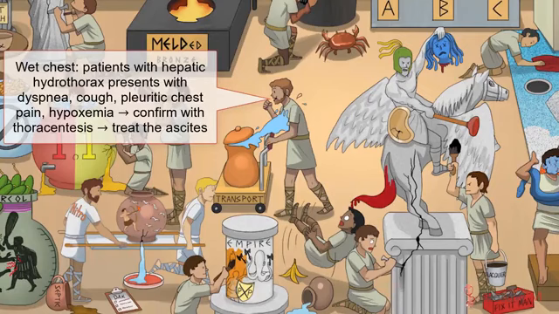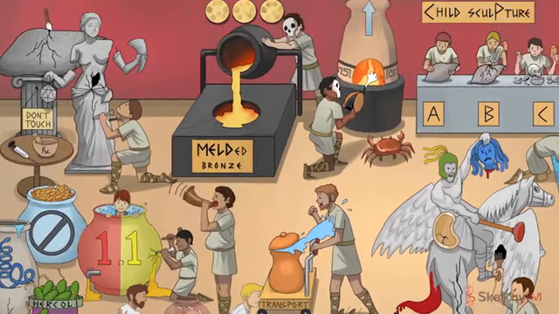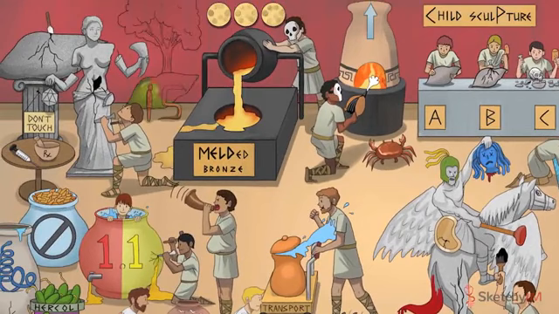Treatment of hepatic hydrothorax is similar to the treatment of ascites: salt restriction, diuretics, and abstinence from alcohol. Definitive therapy is, of course, liver transplantation. Speaking of, over next to this liver plant, let's talk about transplant.